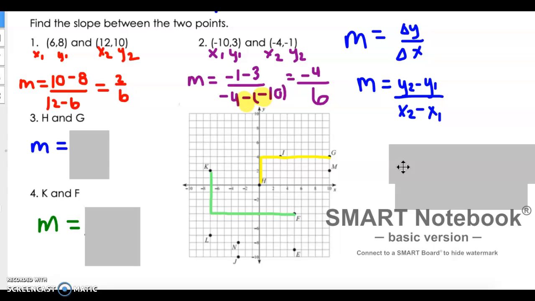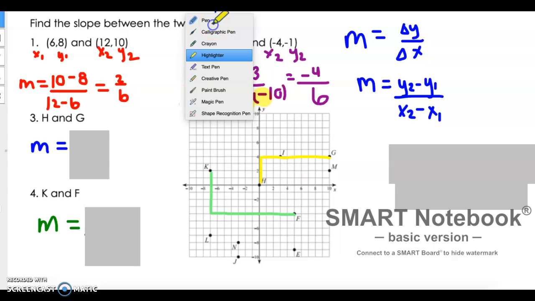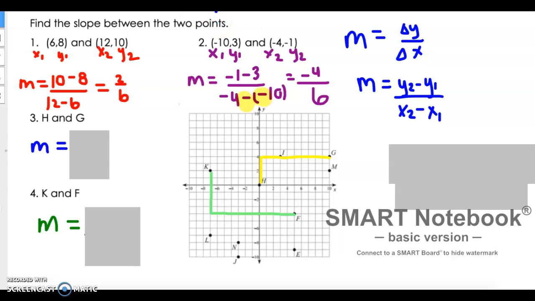Alright, for 3 and 4, we're going to find the slope between 2 points on a graph. So remember, when we do that, you want to draw in these slope triangles. You need to figure out what is the change in y and what is the change in x. So for number 3, we need to find the slope between h and g. So we need to figure out, to get from h to g, we're going to draw in our slope triangle, how many blocks do you have to go up? That is your change in y. And in this problem, the change in y is 4. To get from h to g, you have to go up 4, and then you have to go over 10, which means the change in x is 10.